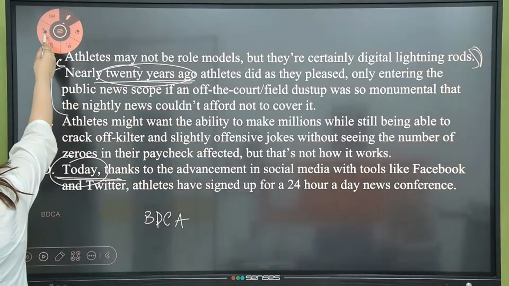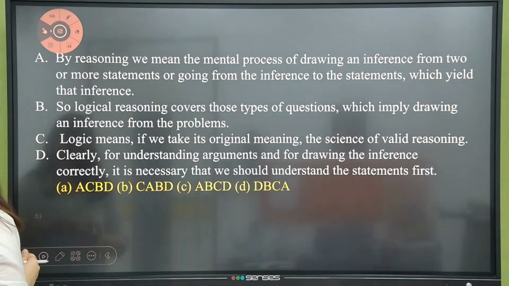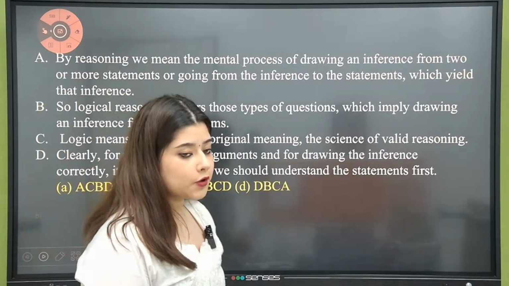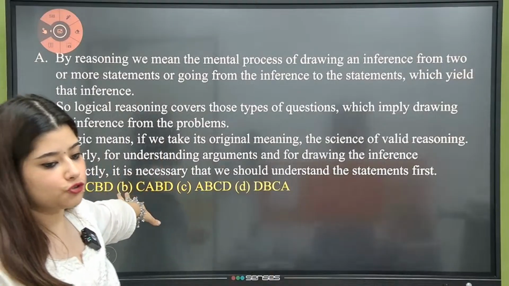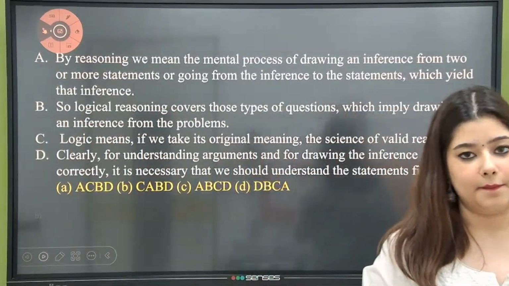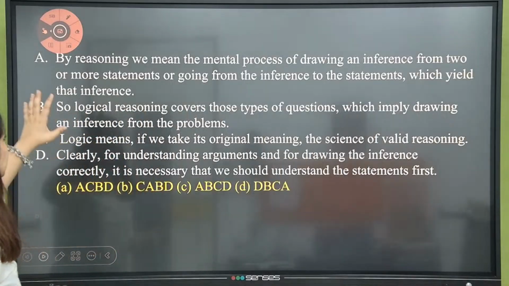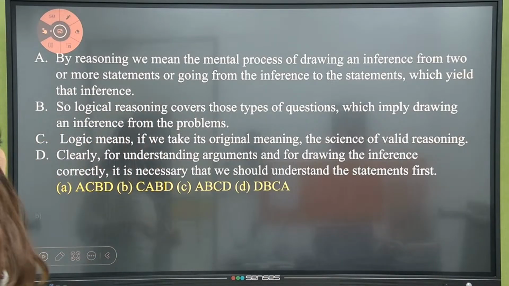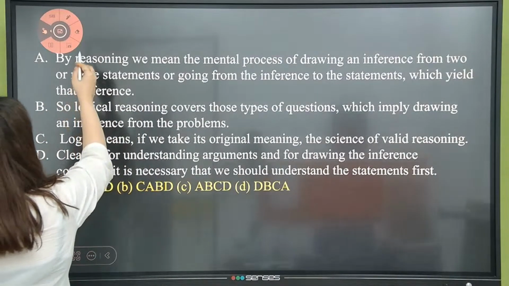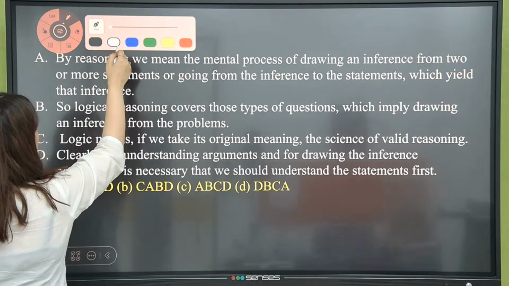All right, let's have a look at the third question. Now we have questions that have MCQ in them, and this is a 4-sentence para-jumble. Let's have a look at this question.